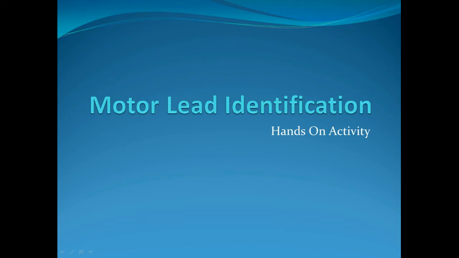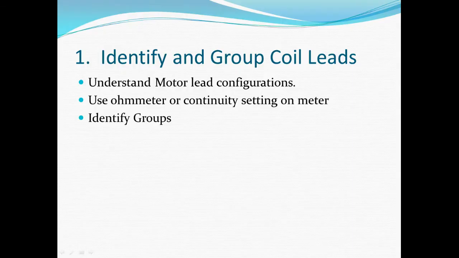This video is about motor lead identification. First of all, before we can identify any unknown leads on a motor, we need to understand a little bit about how motor lead configurations are set up. And we also need to understand how our ohm meter or our continuity setting on our meter works. Then we can begin to identify the groupings of the coils from the leads in the motor termination box.